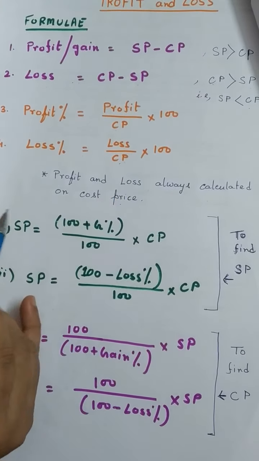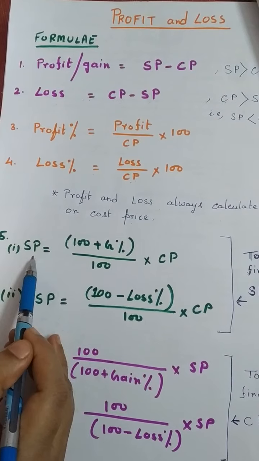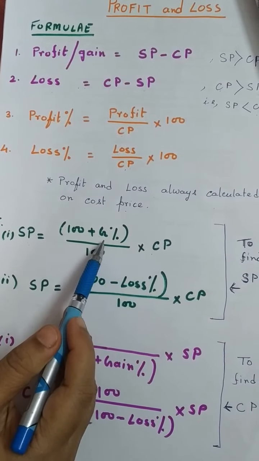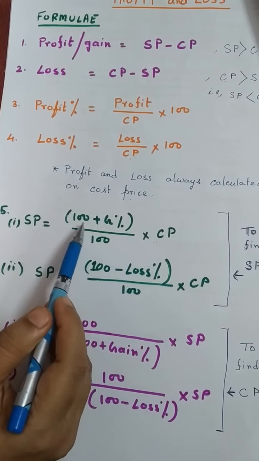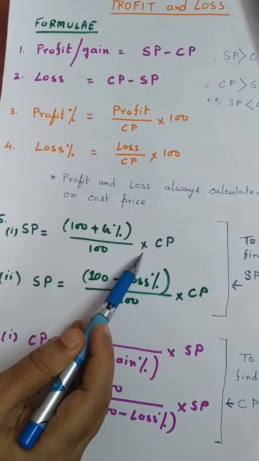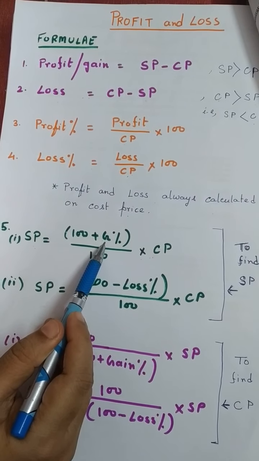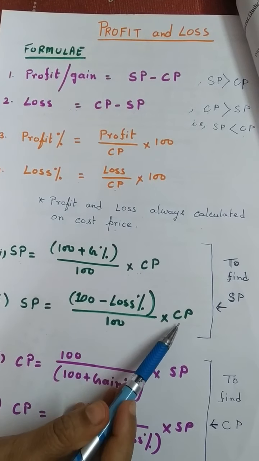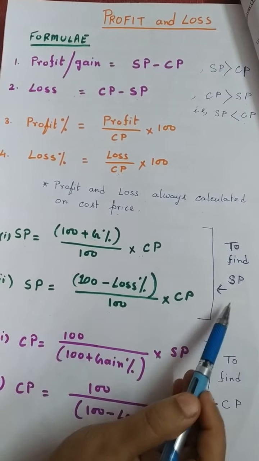Now the third type of formula is to find selling price. To find selling price, we need gain percent or loss percent, and cost price. When gain percent and cost price are given, we can find selling price by using this formula: 100 plus gain percent upon 100 into CP. What if there is a loss? In the place of plus gain percent, we write minus loss percent. So 100 minus loss percent upon 100 into CP. So to find selling price, we use these two formulas.